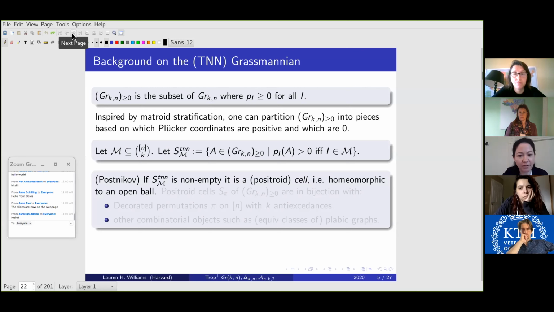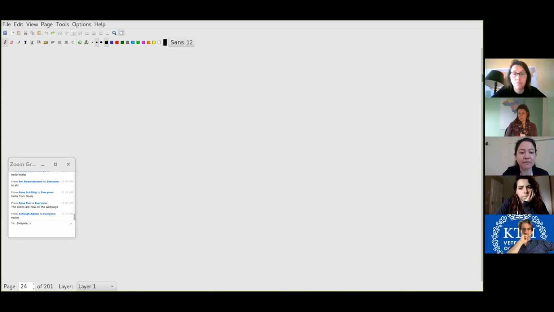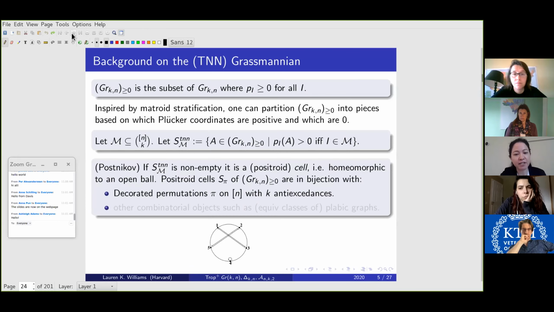homeomorphic to an open ball. So we call this a positroid cell. And then he showed that these cells are in bijection with various beautiful combinatorial objects. One of them is decorated permutations pi on 1 through n with k anti-exceedances. I won't define it right now, but I will define it a bit later.